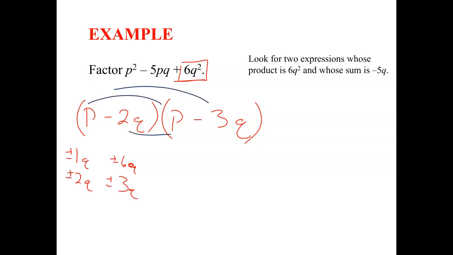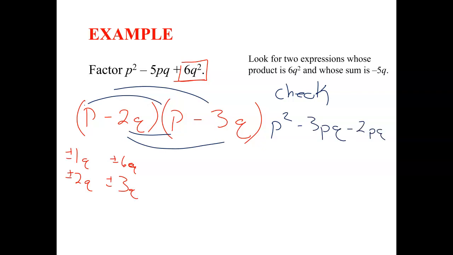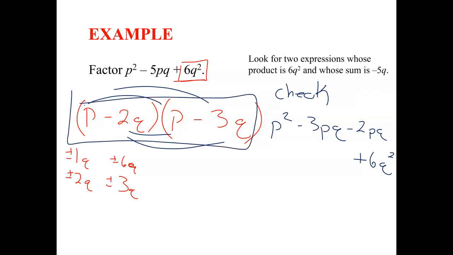And if you're ever not sure, you want to check your work, multiply it. Multiply it back together to check. P times P gives me the P squared. P times negative 3Q, negative 3PQ. Negative 2Q times P, negative 2PQ. And then I get my positive 6Q squared. That was just multiplication. What's the answer? That's the answer. That's a double check.